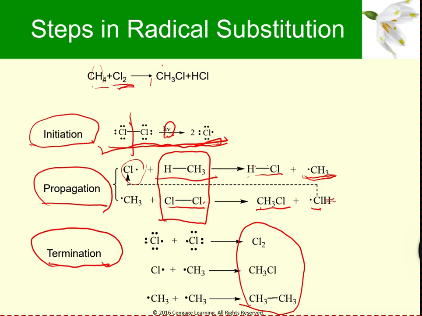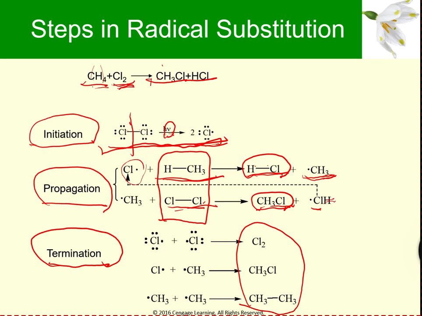Because you continuously repeat this propagation step, you will continuously produce HCl and CH3Cl as the products of this reaction. This propagation will continue until you consume all the reactants.